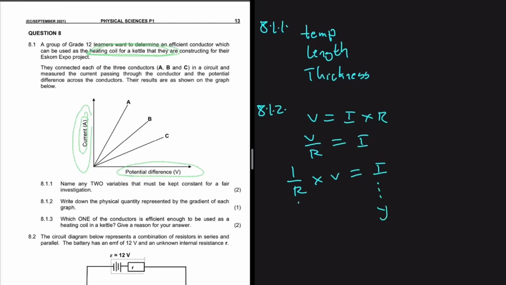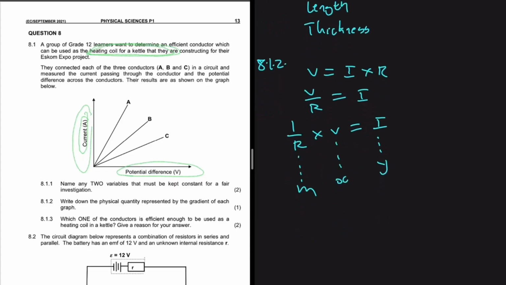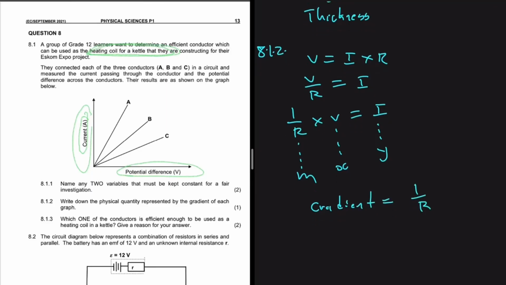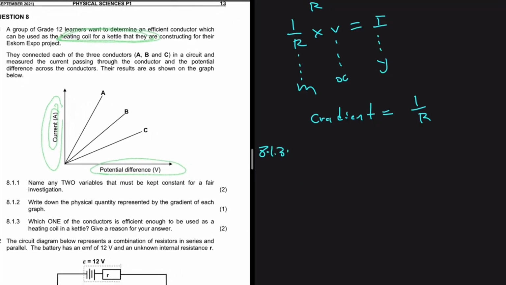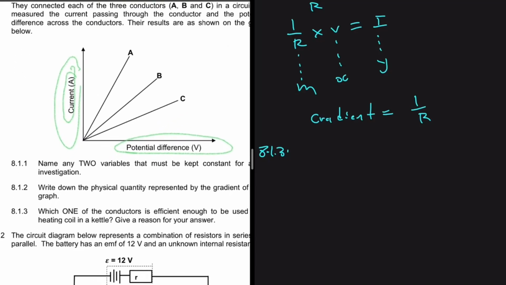And then 1 divided by R will be our gradient, and then V will be our X, right? So now you can see that the gradient in this graph represents 1 divided by R, or you can simply write it in words, the inverse of the resistance. And then 8.1.3 says which one of the following conductors is efficient enough to be used as the heating coil in a kettle? Give a reason for your answer.